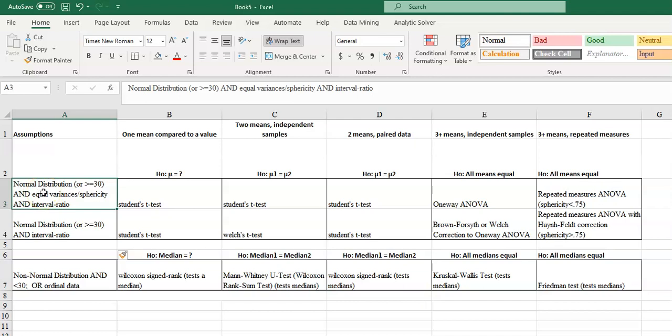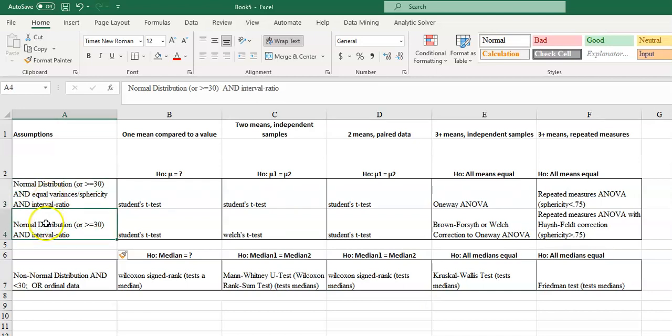To be here in row 3, the data has to be normally distributed or a sample size of 30 or larger. Okay, so if the test scores are normally distributed, it doesn't matter how big the sample is. If, however, the test scores are not normally distributed, and normally test scores are usually very skewed left, then you would need at least a sample size of 30. Otherwise, your results are going to be inaccurate. So that's the case for both of these rows here.